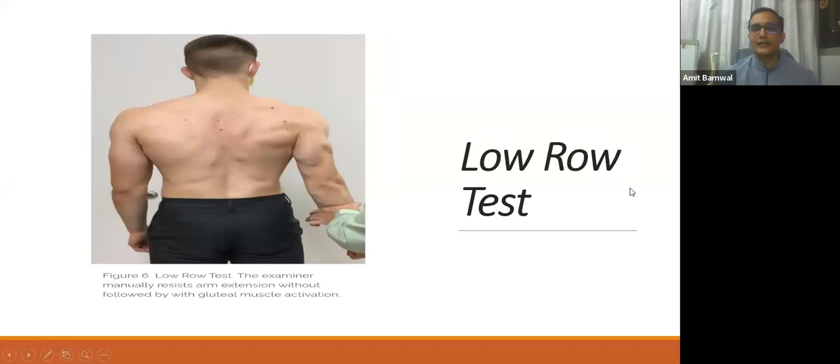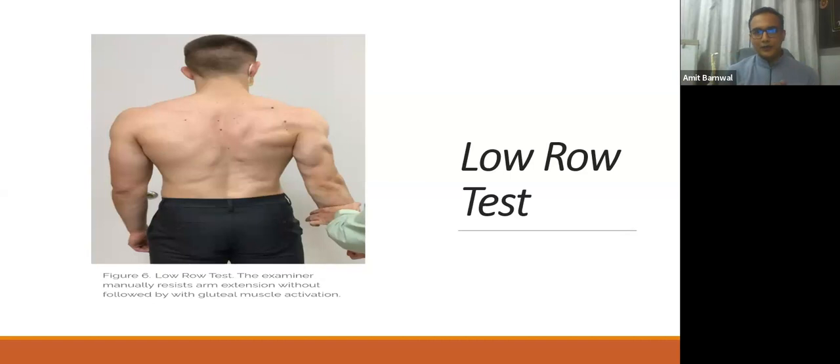This is a low row test. Basically, sometimes we find that patients make use of the lower portion of the muscles, from the thoracolumbar or lumbosacral region. They take muscle assistance from there to have motion of the scapula. So what we do is we ask the patient to simply keep the hand in a neutral position and resist the extension of the arm.